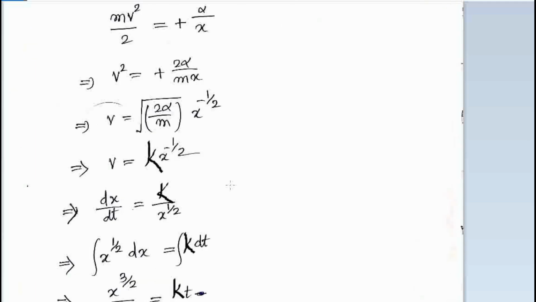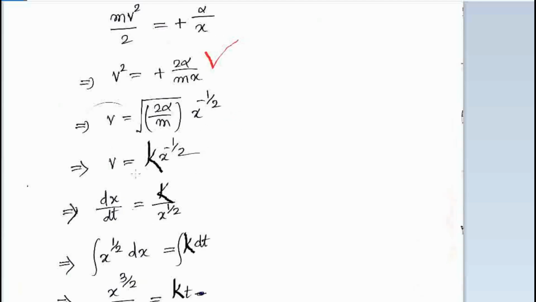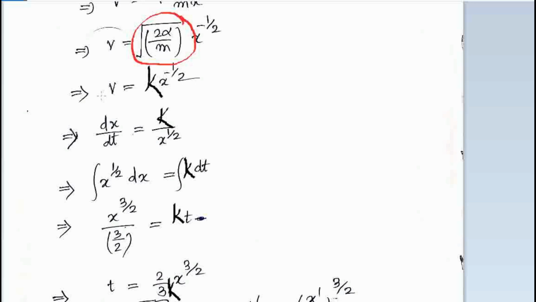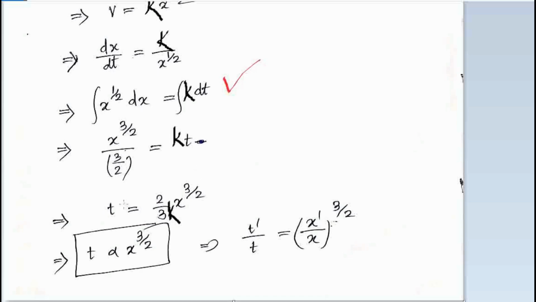Now v square will be this, v will be this, and this term is a constant, so I have taken this as constant k. If you put the value of v as dx by dt and integrate it again, this is nothing but integration, mathematics. Then you will get t equals this, and this is again a constant.